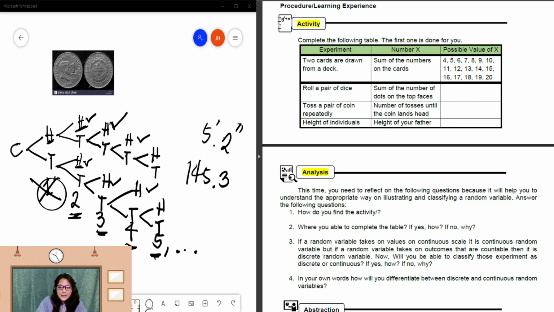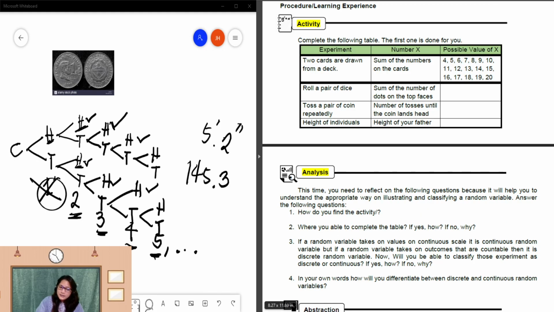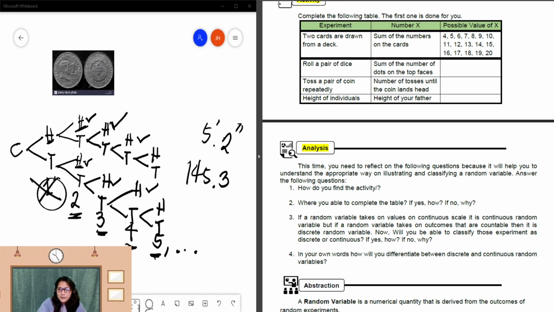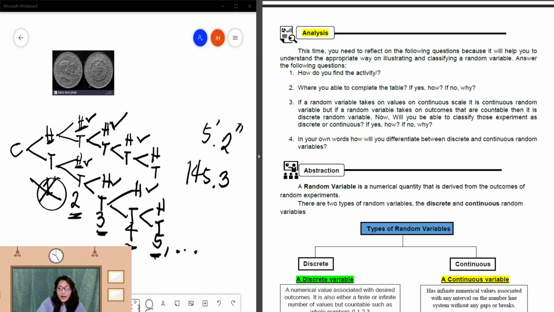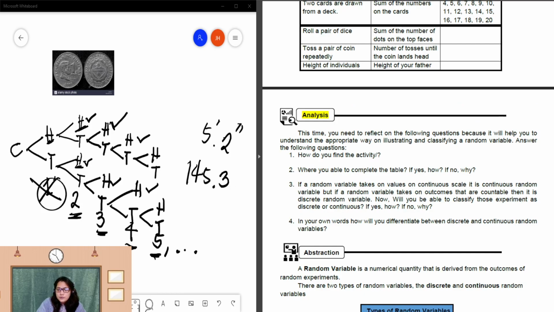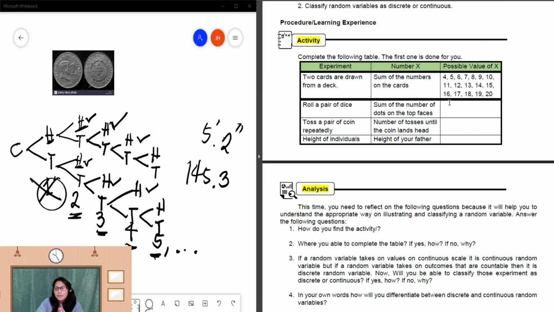So, next is the analysis. How do you find the activity? Are you clear with those things that you need to know? Were you able to complete the table? Yes, we are able to complete the table. So if a random variable takes values on a continuous scale, it is a continuous random variable. Now will you be able to classify the experiment as discrete or continuous? Makadetermine na ba mo discrete or continuous? What do you think?